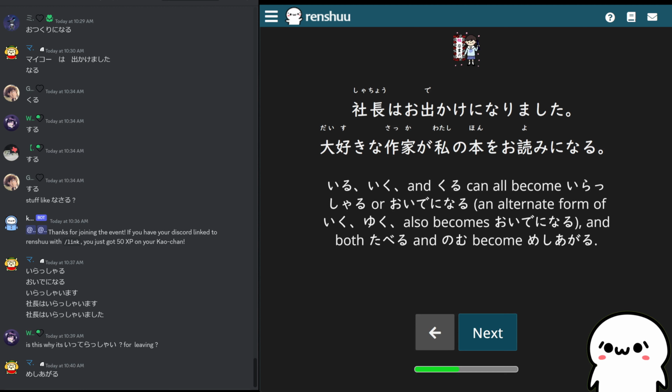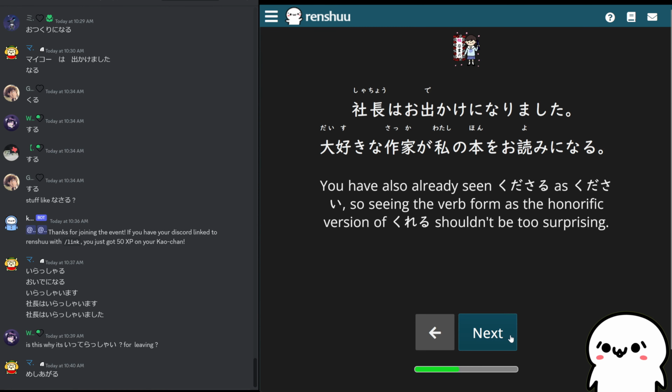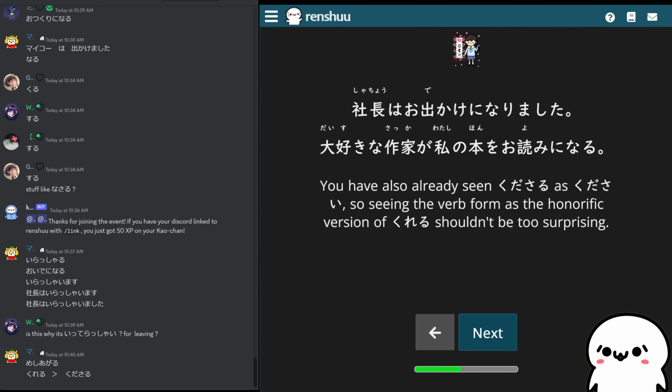They both become meshiagaru, plus all the other ones that we had. There's one more worth mentioning. Kureru is kudasaru in the honorific.